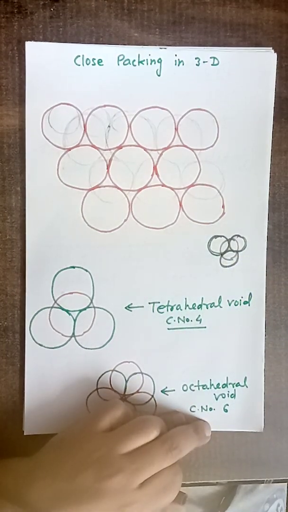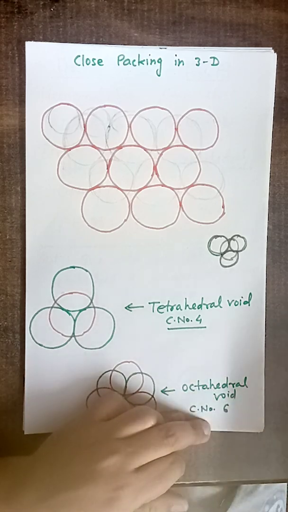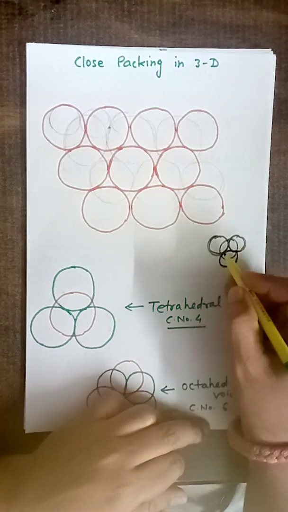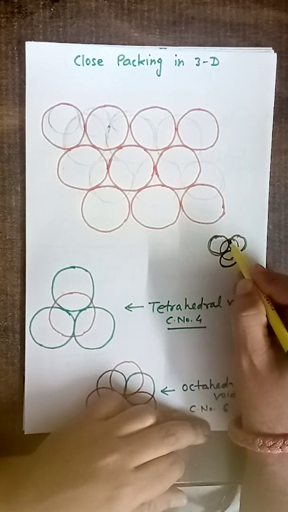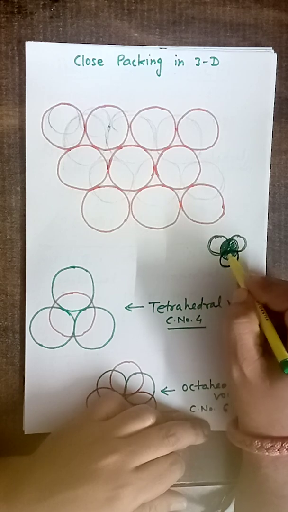Which do you think is the better option? Which will provide more stability? The answer is the second possibility will provide more stability. If the particle occupies the position over this void, then it will be more stable. The reason is, here again the coordination number will increase.